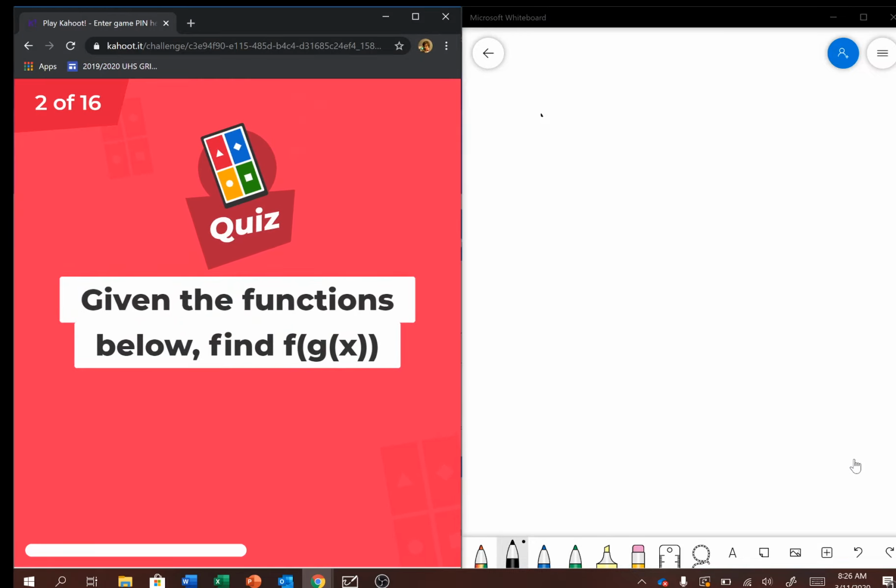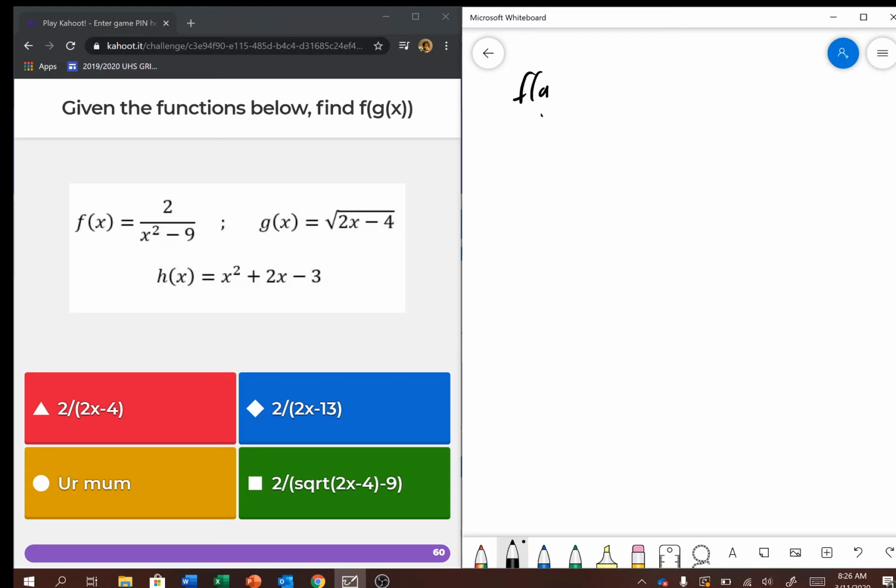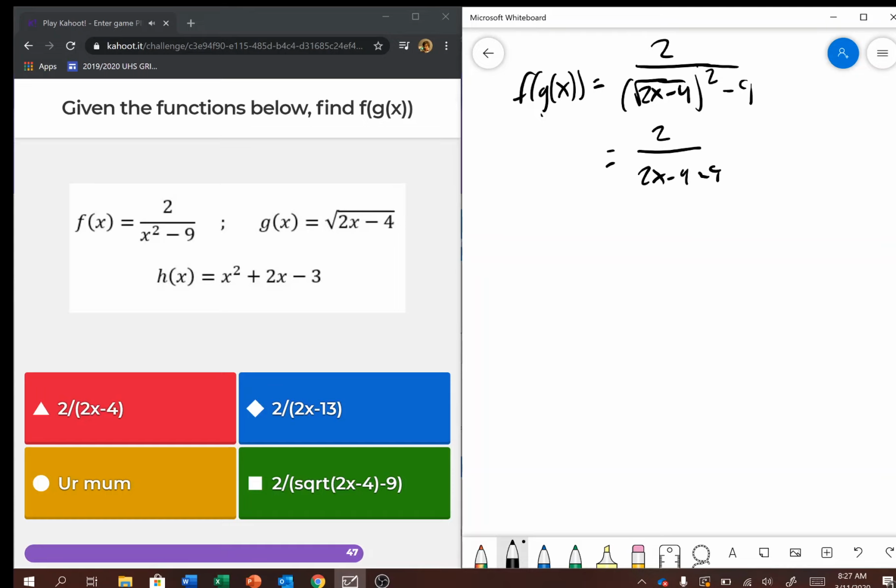Given the function below, find f of g of x. So it's going to be 2 divided by, and then this whole thing here, squared minus 9. So that's going to be 2 divided by 2x minus 4 minus 9, which is 2 divided by 2x minus 13. Boom.